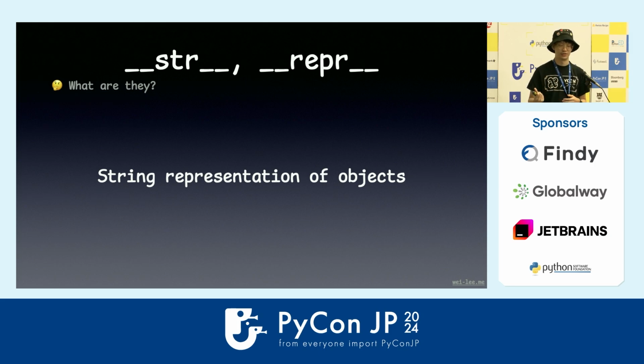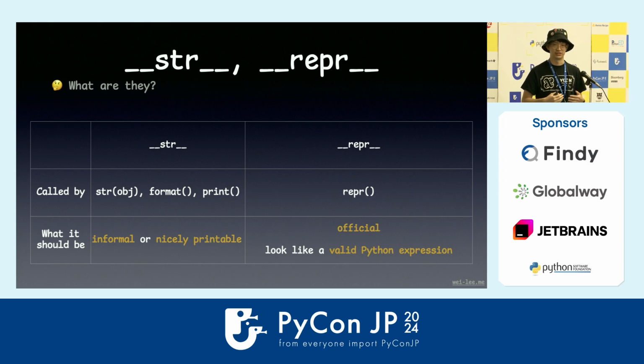Dunder str and dunder repr, I guess that's pronounced as rep or something. So basically, these two are the string representation of objects. And the difference is, str is called by str, format, and print, and repr will be called by repr. Which means the underlying thing is that str is kind of an informal way, and it could be used to print something more fancy. But for repr, you should print something that's supposed to be a valid Python expression.